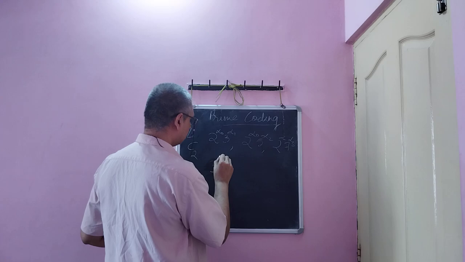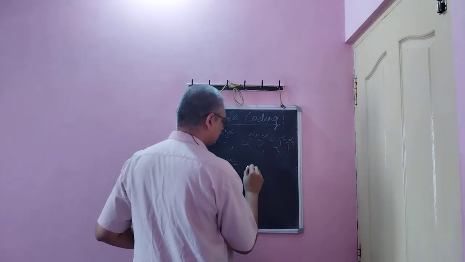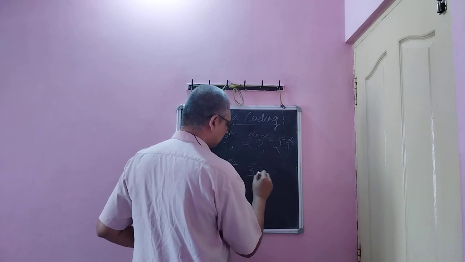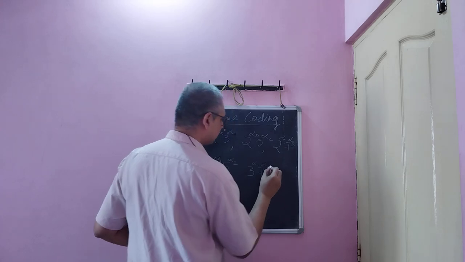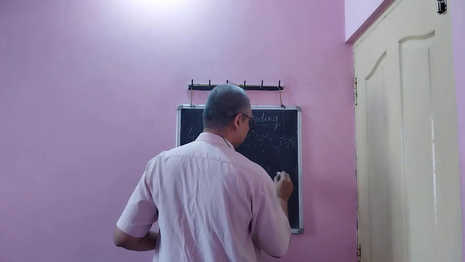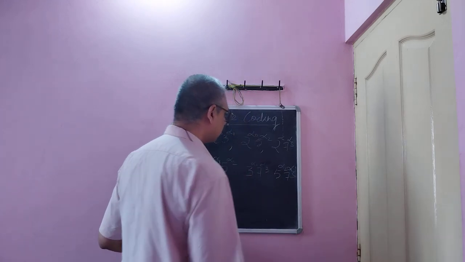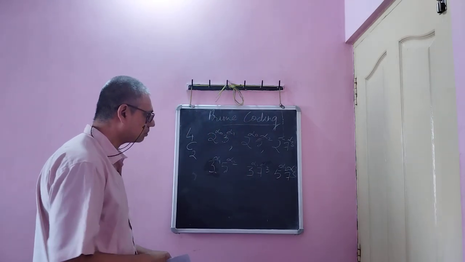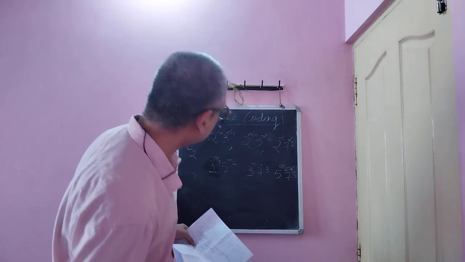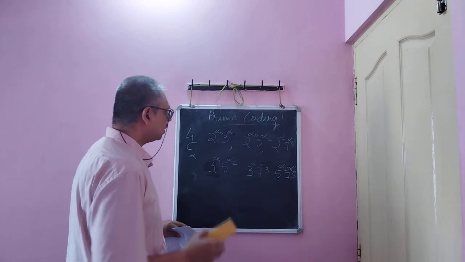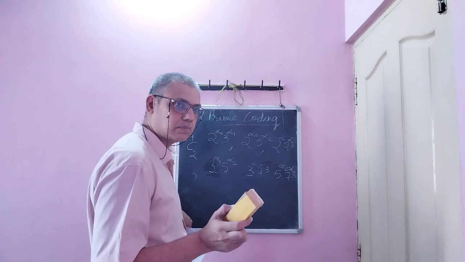3 power alpha 1, 5 power alpha 2, 3 power alpha 1, 7 power alpha 3, and finally 5 power alpha 2, 7 power alpha 3. So these are the 6 possible combinations. Now for each of these values, for 2 power L dash, we should try and find the bounds of these.